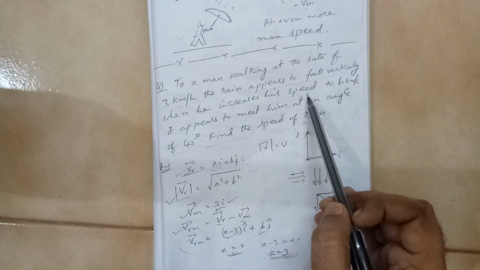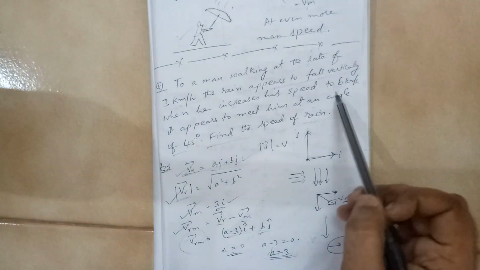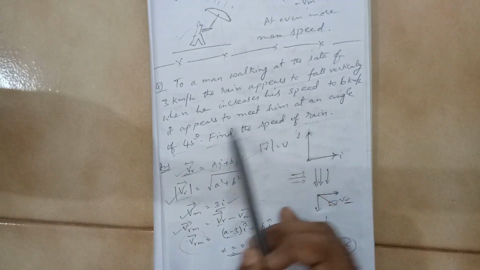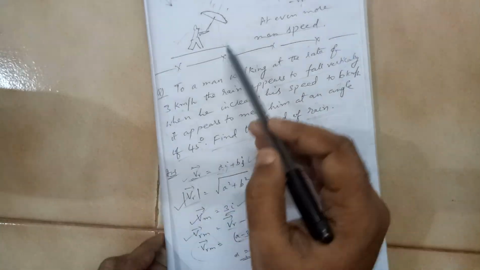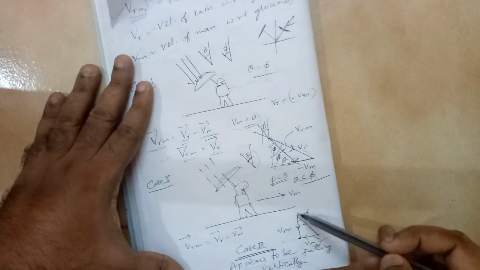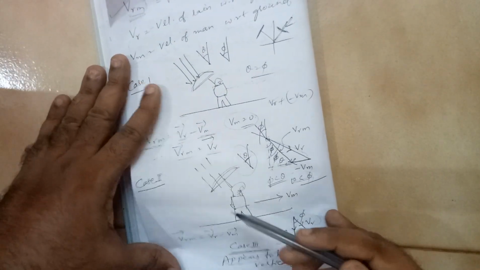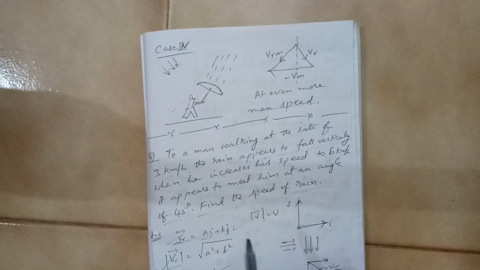That means some other condition must also be given. When he increases his speed to 6 km per hour, the man's speed has increased from 3 to 6. It says that it appears to meet him at an angle of 45 degrees. The same scenario as discussed earlier: in case 3, he felt that it is falling vertically. Further you increase the speed, what will happen? Now he has to hold the umbrella like this, making 45 degrees with the vertical.